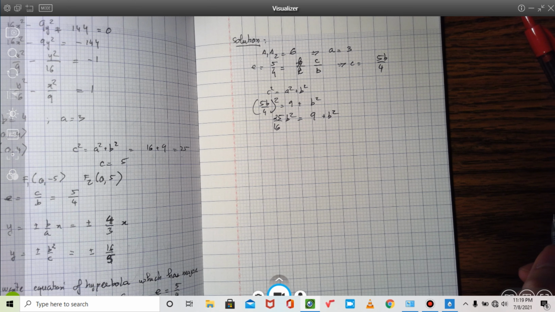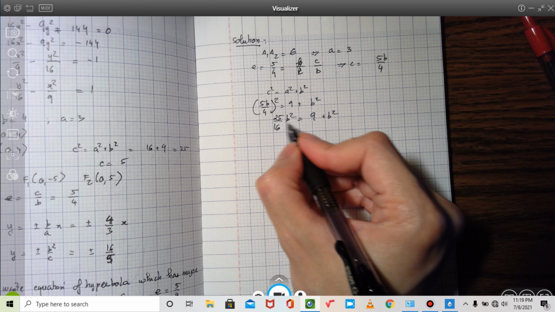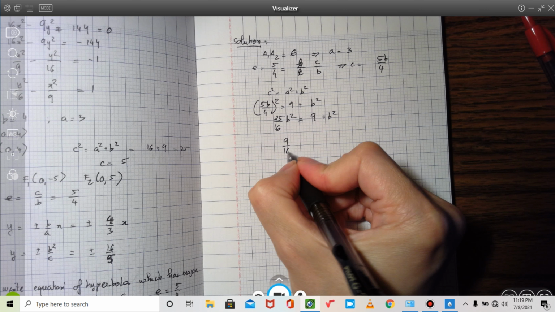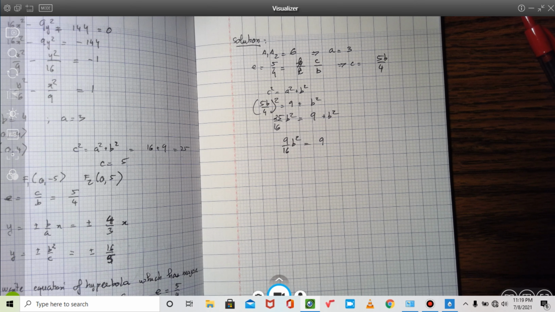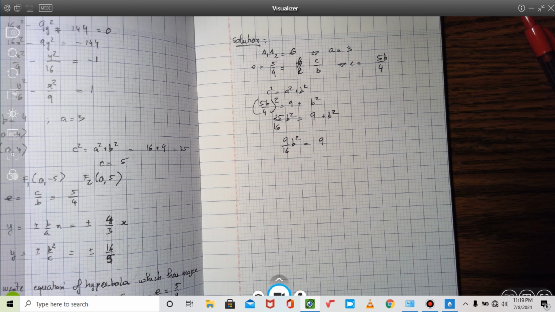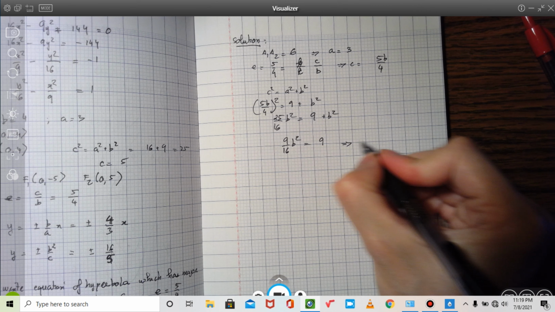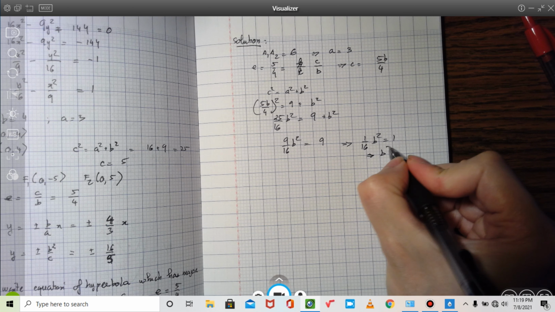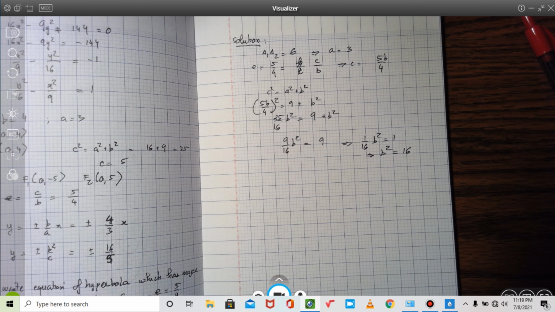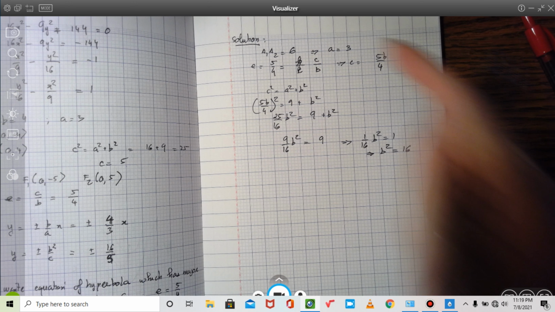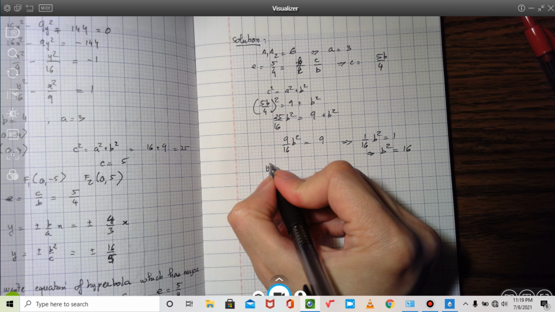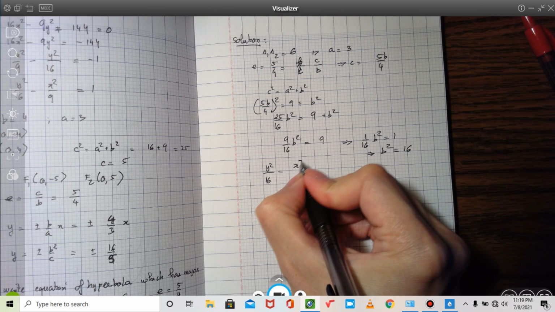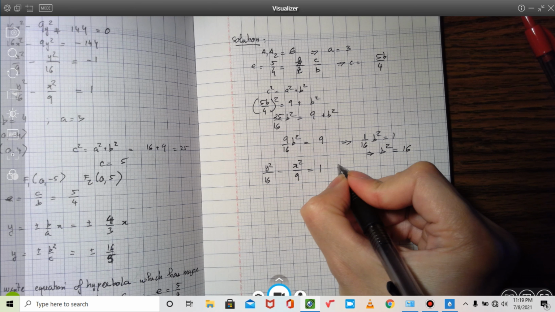So subtract both sides by b squared, so we have 9 over 16 b squared equal 9. All right, then I cancel the 9. It means I have 1 over 16 b squared equal 1, so it means that b squared equal to 16. All right, so I got b squared, I got a, then you can write the equation. So y squared over 16 minus x squared over 9 equal 1. There you go, easily.